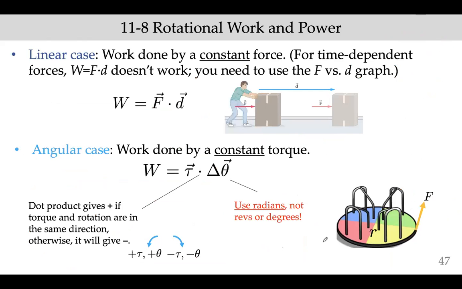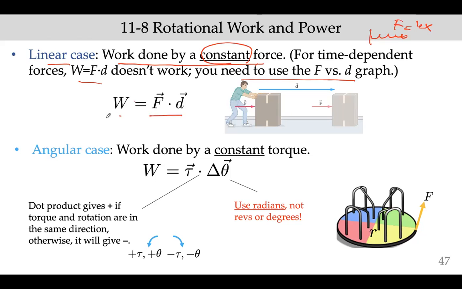Okay, now let's talk about work and power. In the linear case, let's remember, work done by a constant force will be F times D. Just a reminder, if the force was not constant, like the spring force, remember F equals kx, then work equals F times D wouldn't work, so you needed to use the F-D graph and calculate the area. Okay, so that's just a reminder.